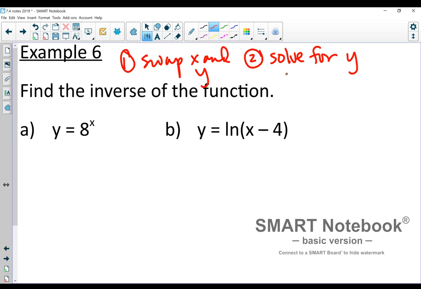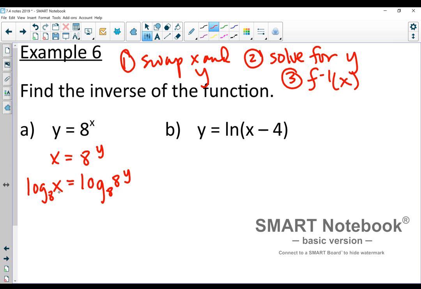And then our last step is to write it with our function notation. So I'm going to go ahead and switch my x and y around. And then because I can't get that exponent, but I do have this really awesome log property, if I want to be able to get to that exponent and make the other part cancel out, I am going to take a log base 8 on both sides.